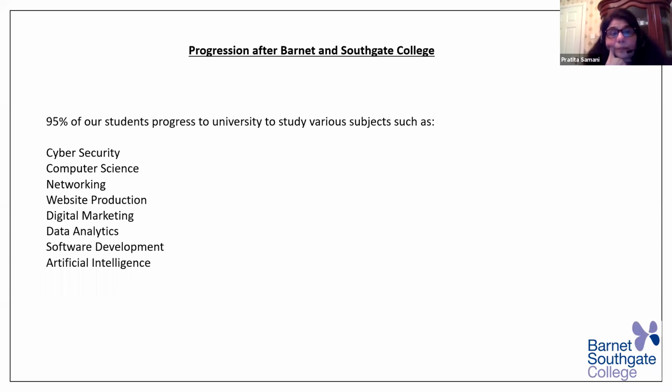So this year we've got about 30 students on level 3. About 25 are going on to university, and some are going to Aston, Brunel, Hertfordshire, Middlesex, City University. So it varies where they want to study and what platform they want to study. So yes, these are the courses our students enroll on at university.